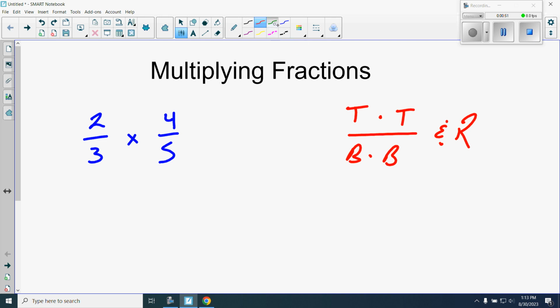So let's go back. Tops times tops. So all we're going to do is take 2 times 4. We're going to get 8. Bottoms times bottoms. So 3 times 5, and we get 15. And then we look to reduce. So that was fairly simple. This one doesn't reduce. There's no factors of 3 or 5 that are in 8. So that one is simplified.